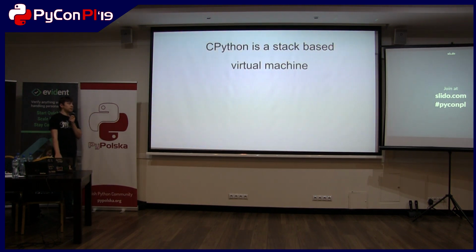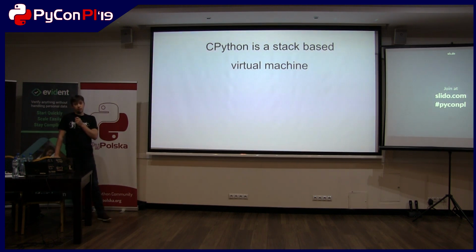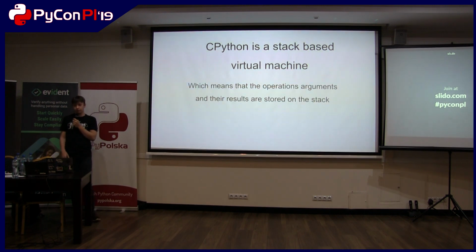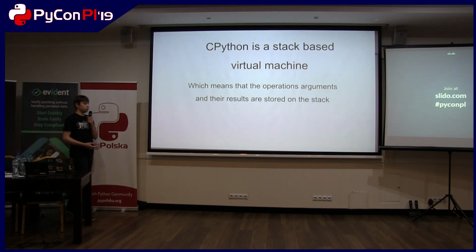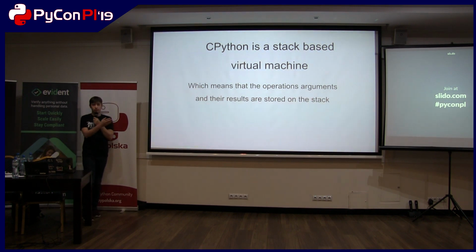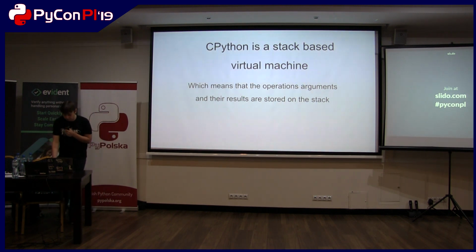Okay, another thing about CPython is that it's a stack-based virtual machine. What does it mean? It means that whenever operations are made, both the arguments and the return values of those operations are stored on a stack. So CPython internally keeps a stack, like a data structure, and when it executes stuff, it pushes the values onto this stack and pops the values for the operations.